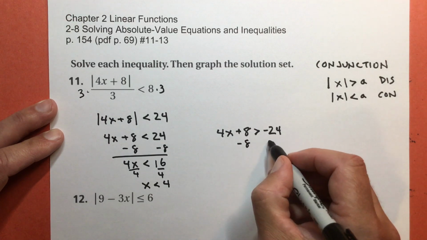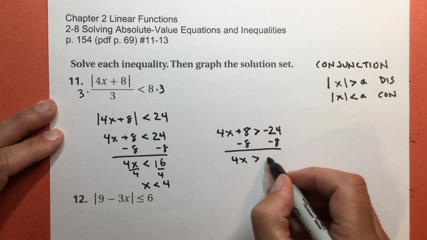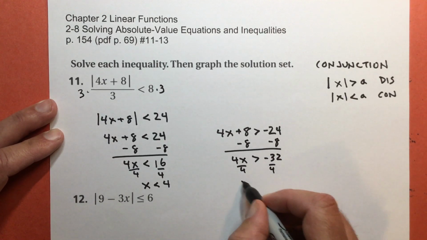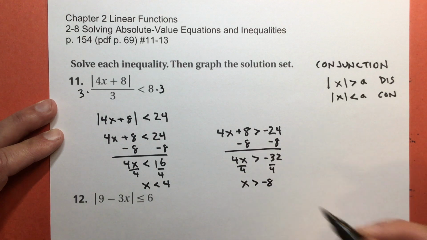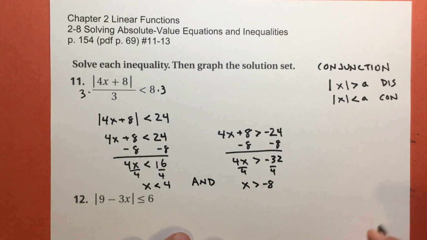Over here, same thing, subtract 8. I get 4x is greater than negative 32. Divide both sides by 4, and x is greater than negative 8. And since this is a conjunction, I'm going to use the word and.